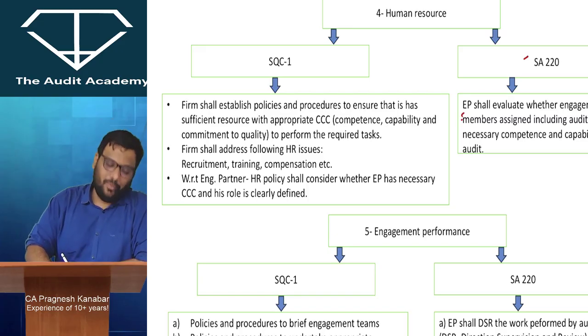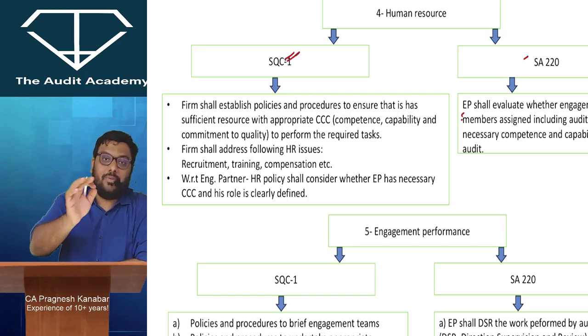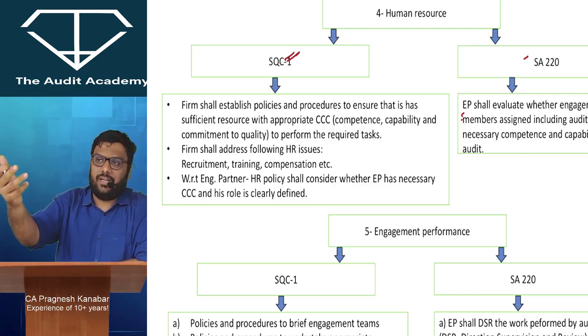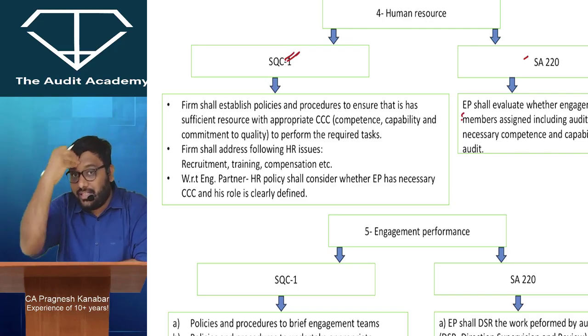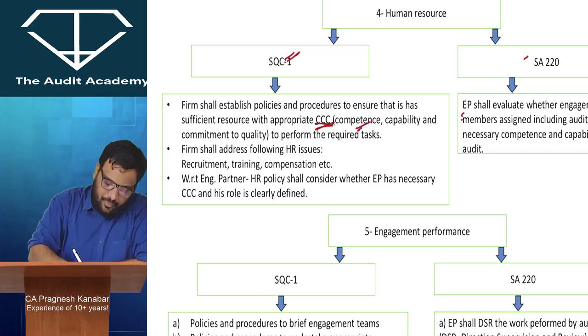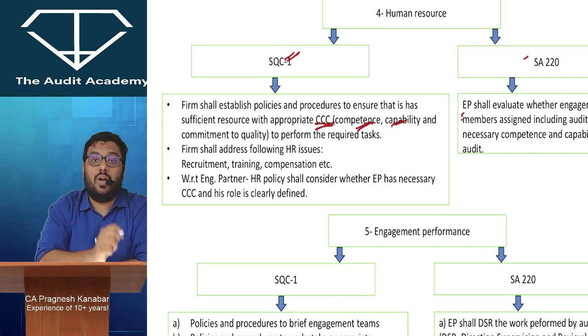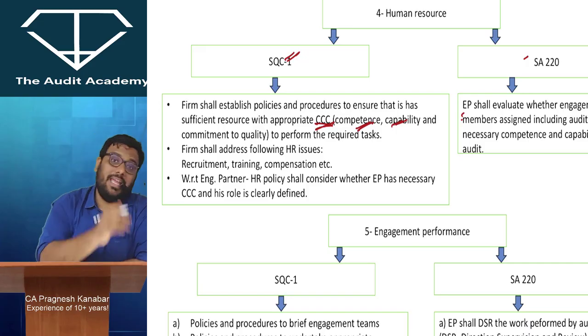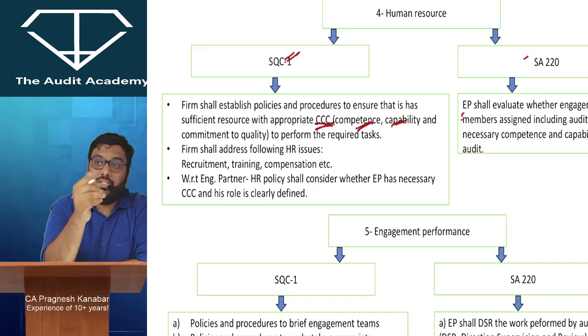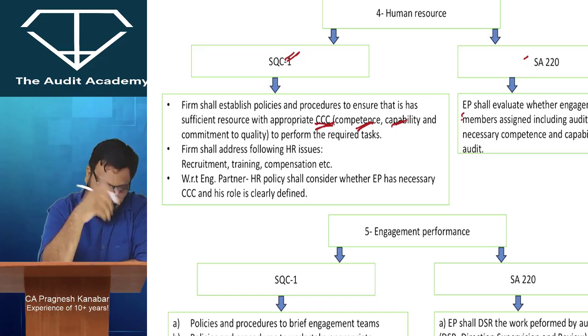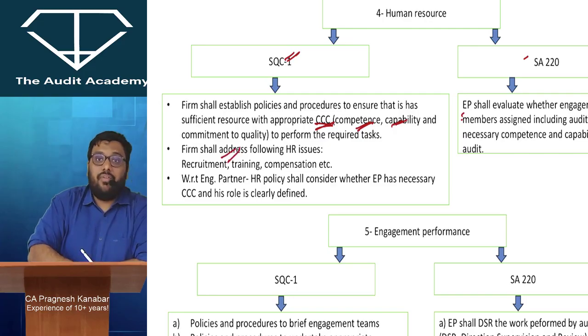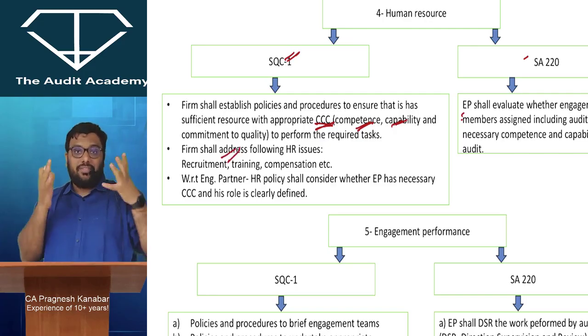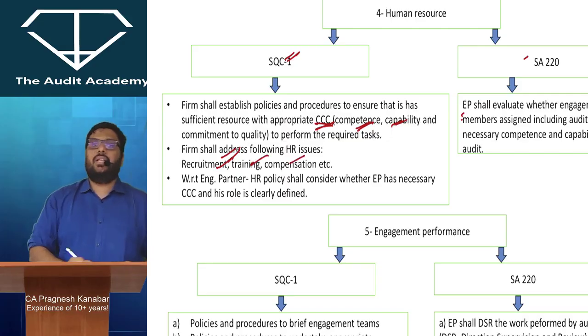So there is a point only in SQC 1 that the firm should establish policies and procedures to ensure human resource management. First of all, the human resource itself should be CCC: competent, capable, and it should show commitment to quality. My HR should get me such persons, such employees and articles who have lots of CCC. I hope the C you are reading here and not the C that you are thinking. Then, the HR department should have policies of recruitment, training, compensation and so on.